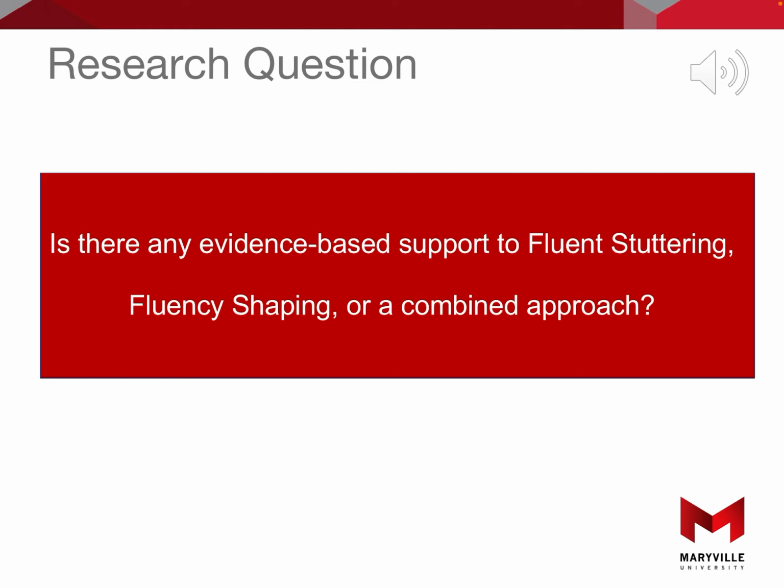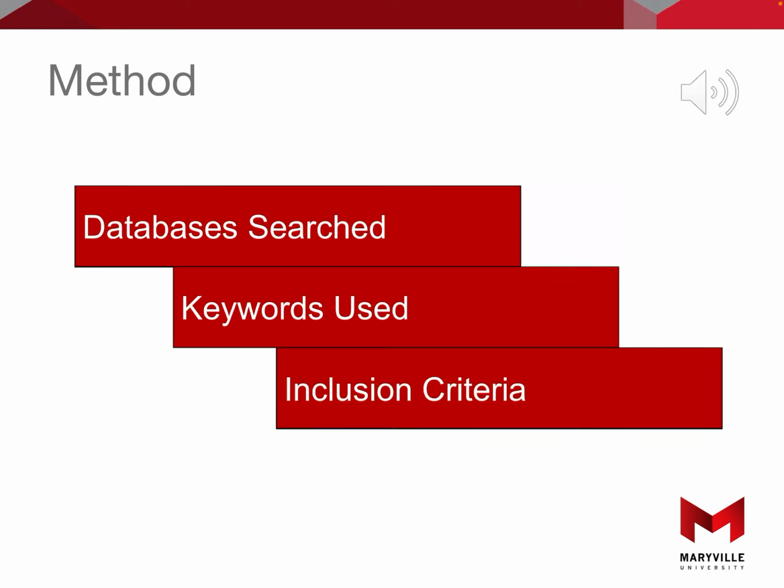From examining the three components of stuttering, two major treatment techniques have emerged, fluent stuttering and fluency shaping. Although much debate exists on which technique is preferred, recently a combined approach of the two techniques has been used. Since controversy between approaches continues, this research aims to determine if any of the treatment approaches, fluent stuttering, fluency shaping, or a combined approach, have evidence-based practice support.